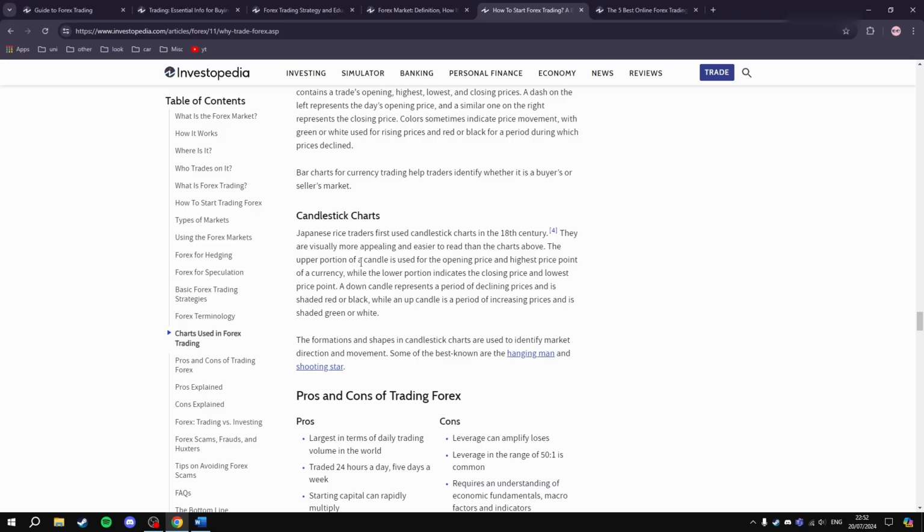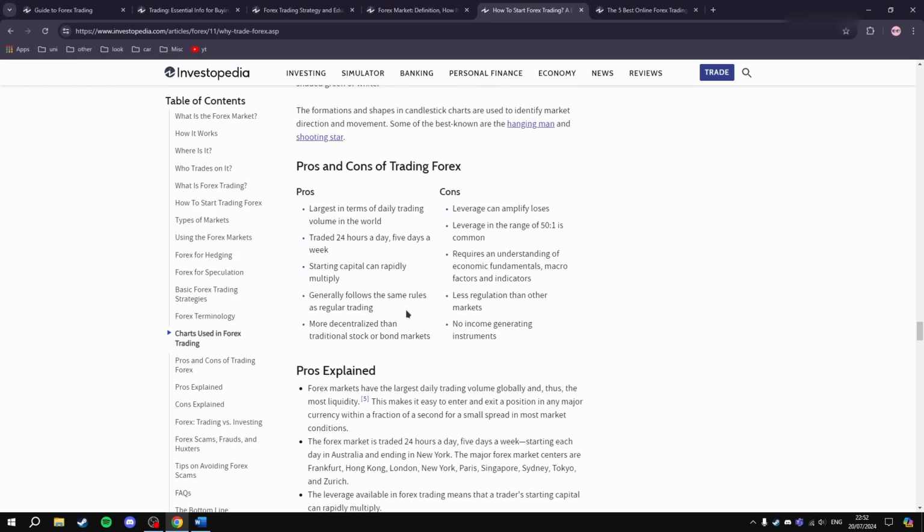A down candle represents a period of declining prices and is shaded red or black, while an up candle is a period of increasing prices and is shaded green or white. The formations and shapes in candlestick charts are used to identify market directions and movements. Some of the best known are the hanging man and shooting star.